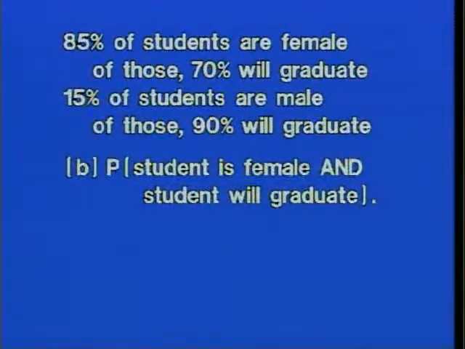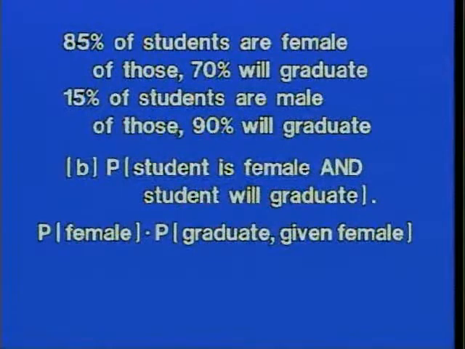What's the probability that a student is female? Now, a student is chosen at random from all of the students. We want the probability that the student is female and that the student will graduate. So the probability that the student is female times the probability that the student will graduate given that they're female is the way to make the calculation.